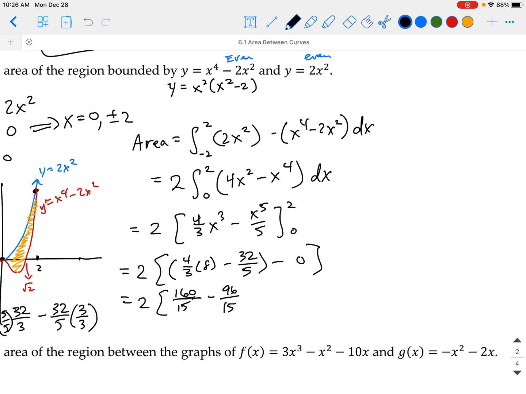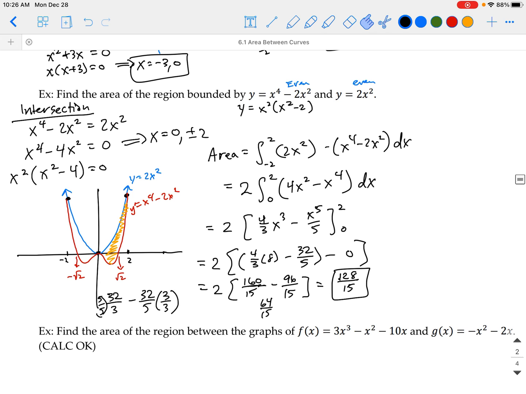Minus 96 over 15. So 160 minus 96 is going to be 64 over 15. So this is going to be 128 over 15. So note 64 plus 96 is 160. And again, the graph is going to be super, super important, but starting with those intersection points can be really helpful too.